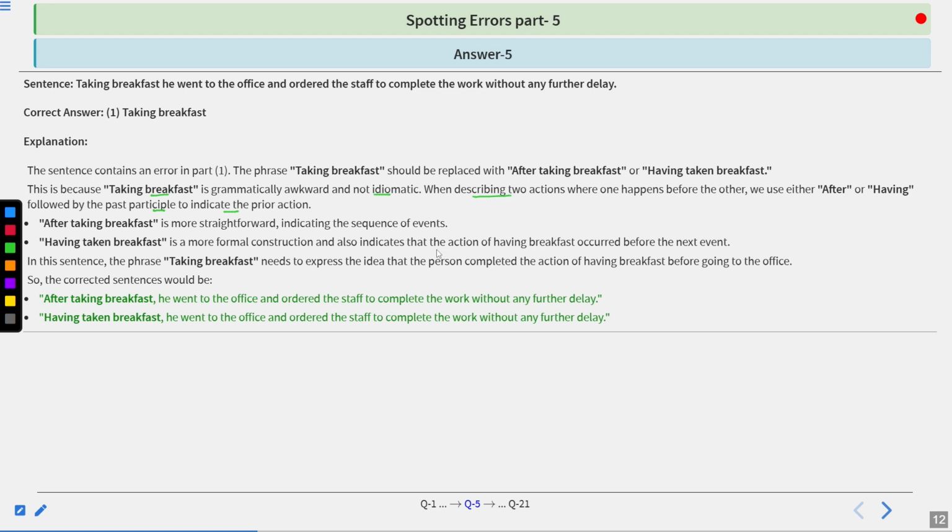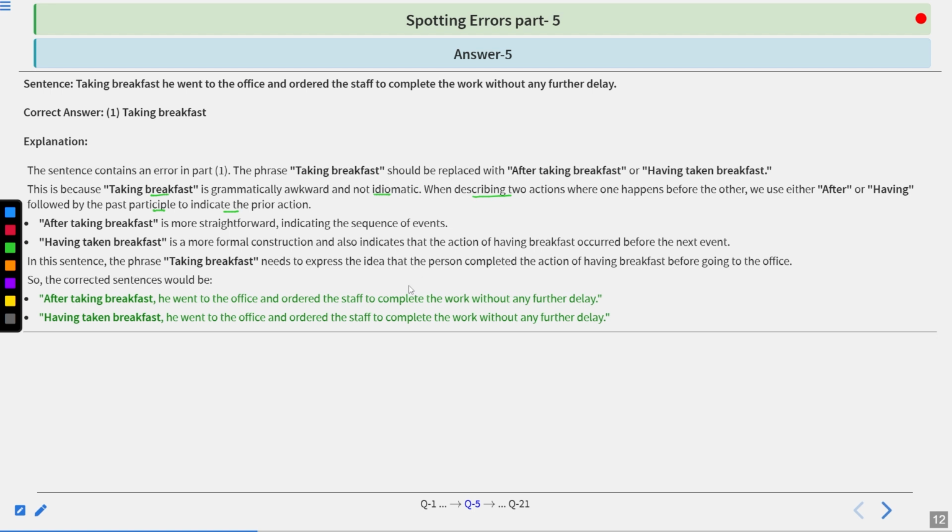In this sentence, the phrase taking breakfast needs to express the idea that the person completed the action of having breakfast before going to the office. So the correct sentence would be, after taking breakfast, he went to the office and ordered the staff to complete the work without any further delay. Whereas you can also use, having taken breakfast, he went to the office and ordered the staff to complete the work without any further delay. Either can be used with similar meanings.